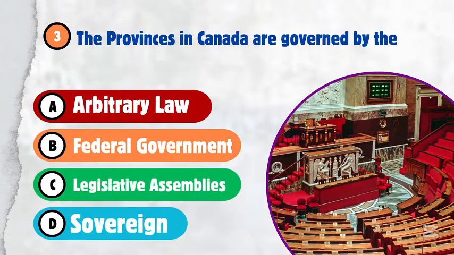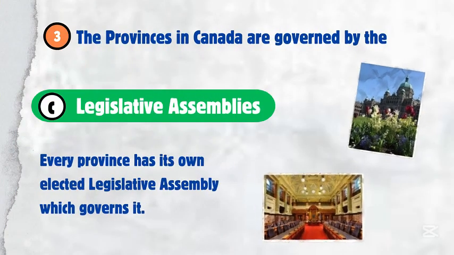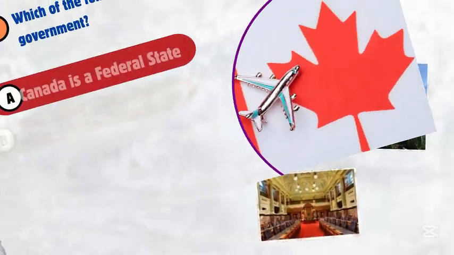3. The provinces in Canada are governed by the A. Arbitrary law, B. Federal government, C. Legislative assemblies, D. Sovereign. Answer: C. Legislative assemblies. Every province has its own elected legislative assembly, which governs it.